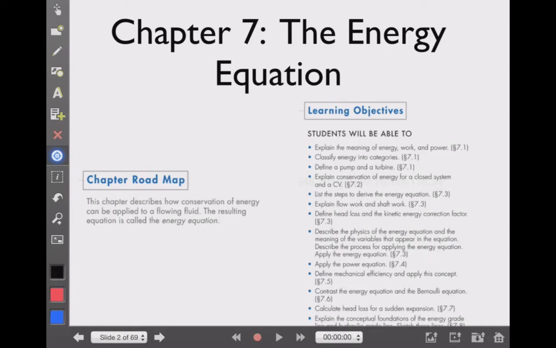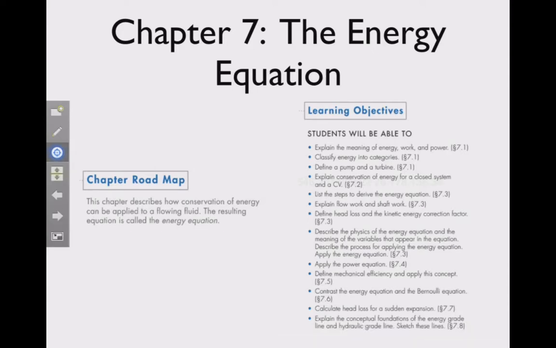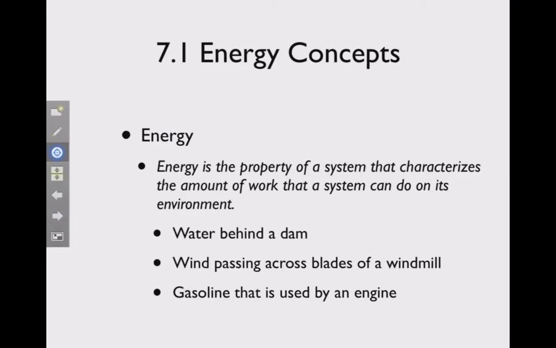So let's get going. So, energy concepts. Energy is the property of a system that characterizes the amount of work that a system can do on its environment. Notice the sign here of the work, the amount of work that a system can do on its environment. This is going to be very important when we look at the signs of quantities in the energy equation.